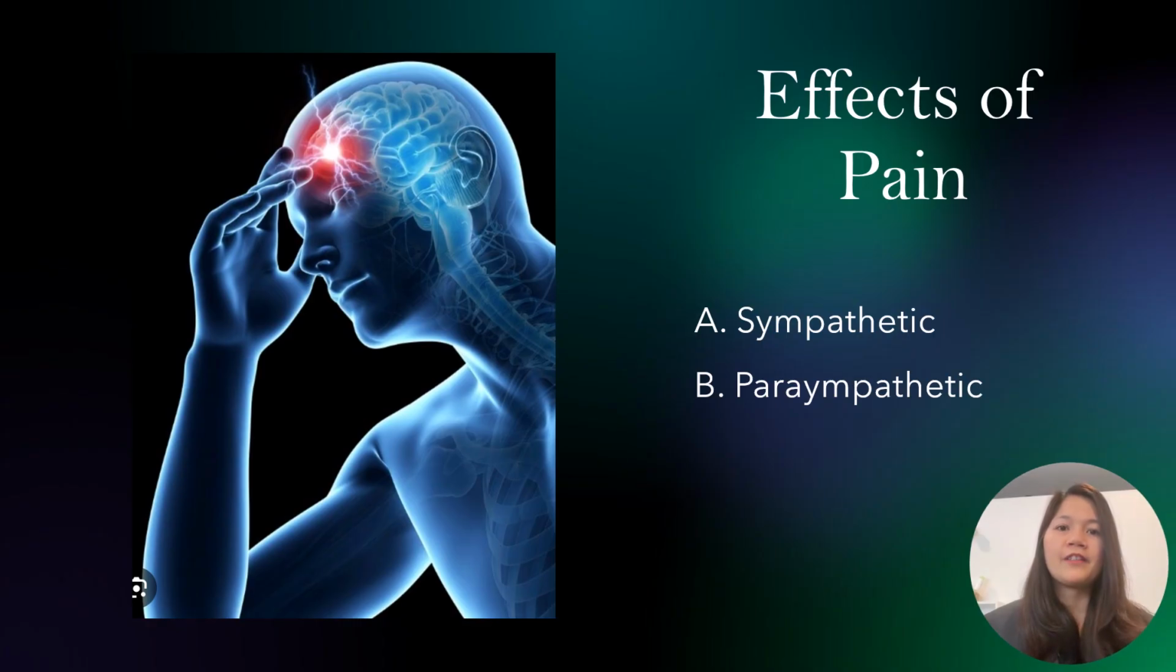Here we have effects of pain. We have sympathetic and parasympathetic response. So in sympathetic response, we have increase in blood pressure, increase in pulse and respiration, the patient is suffering from muscle tension, diaphoresis, and even pallor. Meanwhile, the parasympathetic responses are decrease in blood pressure, decrease in respiration and pulse, the patient is suffering from nausea and vomiting, weakness, and even loss of consciousness.